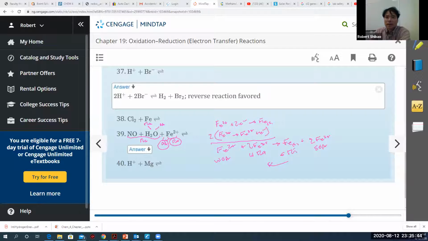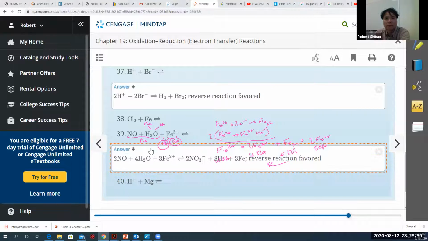But this is the most likely reaction. So I just picked the most likely. Your book likes to pick all the variations, even the less likely, but the less likely is going to have an even weaker driving force, and this has no driving force. So it's not even worth looking at right now.